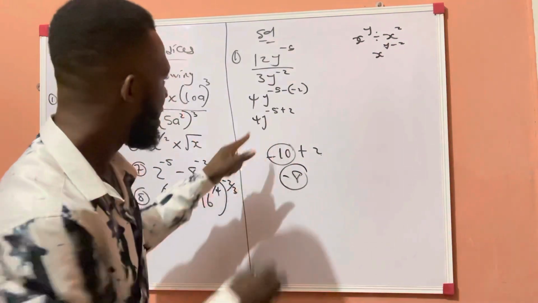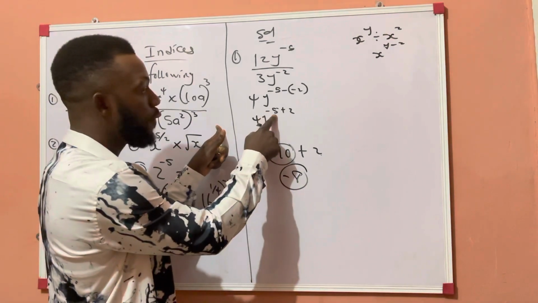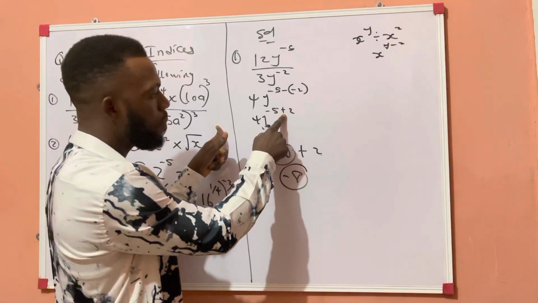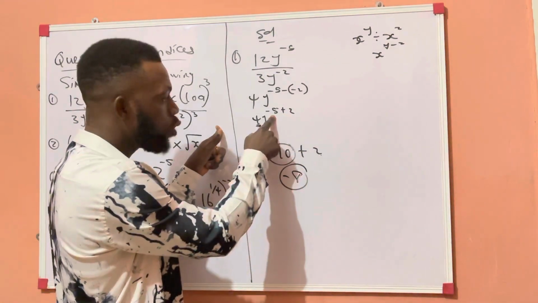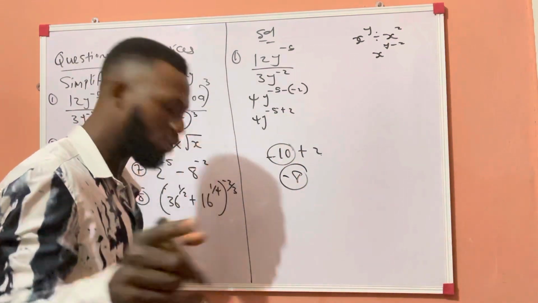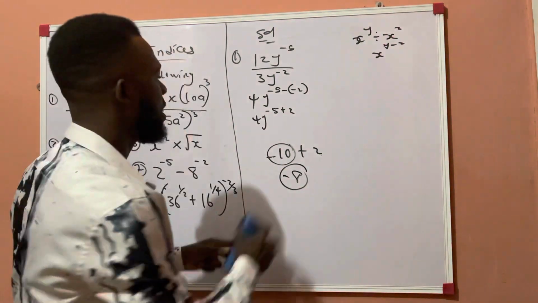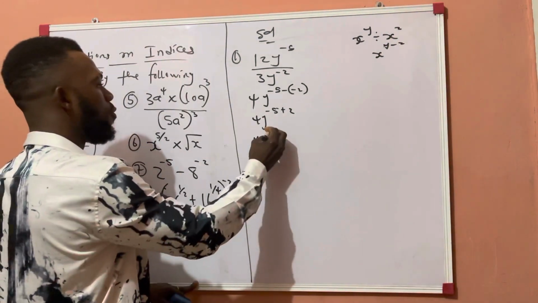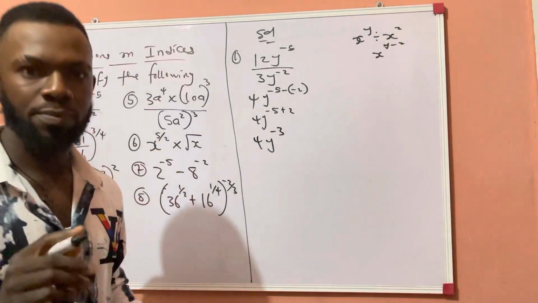So in this case, you are owing 5 and then you have 2, because plus means you have. When you pay the 2 that you have, you will still be owing 3. What sign shows that you are still owing? It is the minus sign. So automatically what do we have? 4y raised to the power of minus 3.